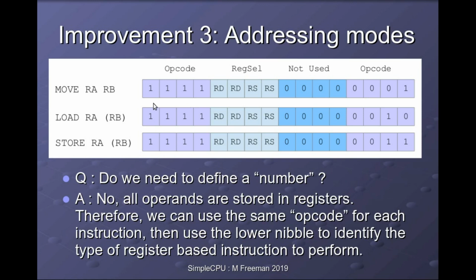So we indicate this in the simple CPU version 1D by having the opcode field set to all ones. When the processor sees that, it knows that these are register-based instructions, and therefore it will look at the lower 4 bits to see what type of register instruction it is.